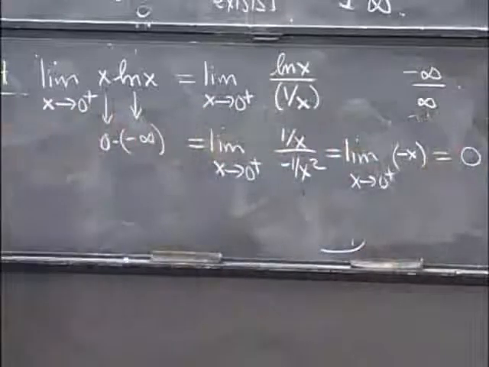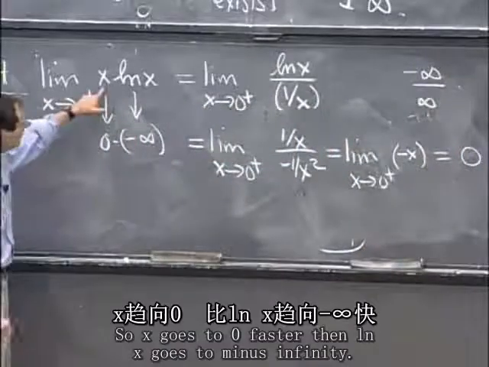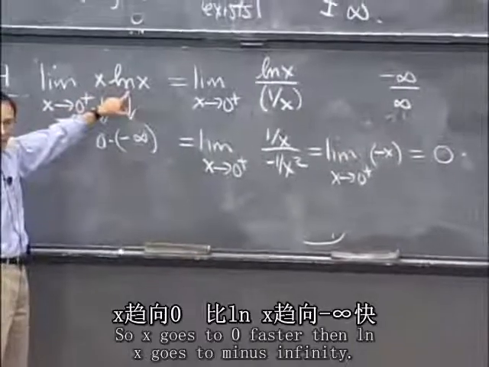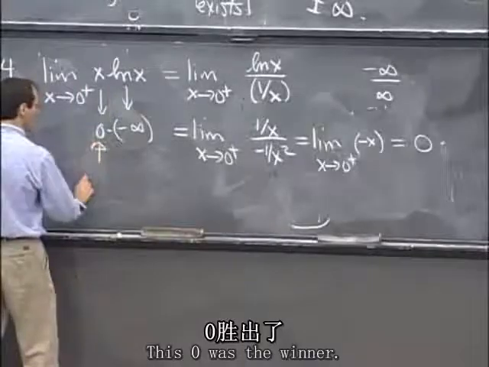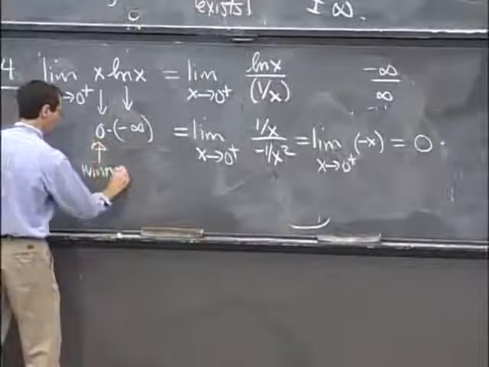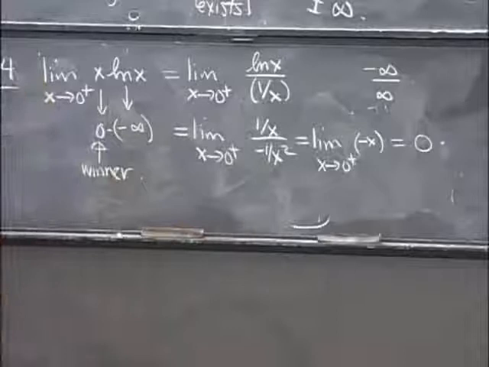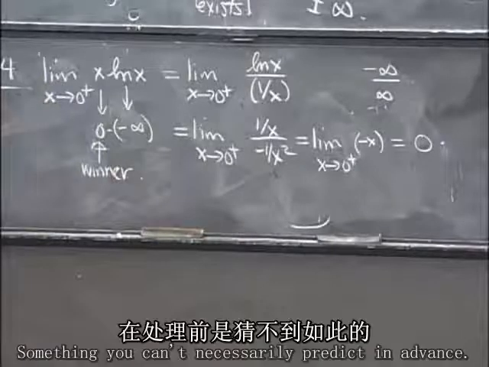All right, so x goes to 0 faster than log x goes to minus infinity. This 0 was the winner. Something you can't necessarily predict in advance.